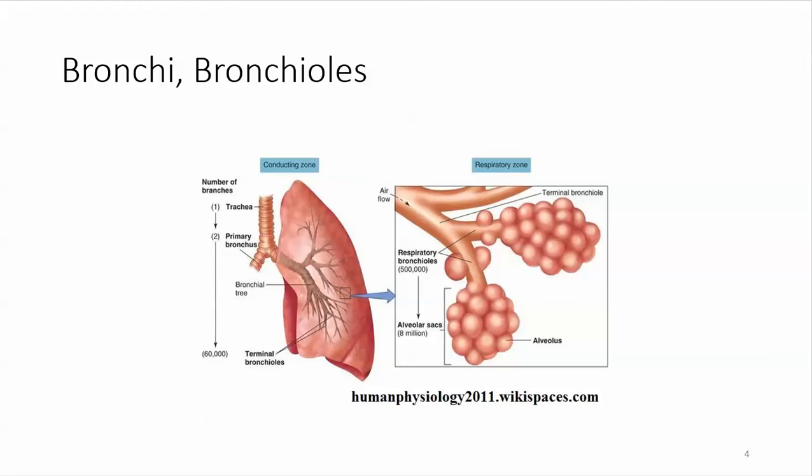Now these are the bronchi or bronchioles. So you have a conducting zone and the respiratory zone. We have the trachea, and then these are the bronchi. There are 2 of them, the bronchial tree, and then these terminal bronchioles. So we have 1 trachea, 2 bronchi, 60,000 terminal bronchioles.